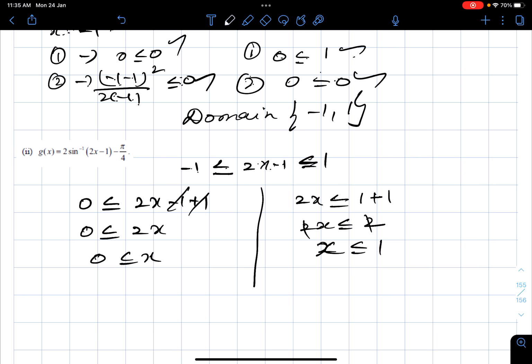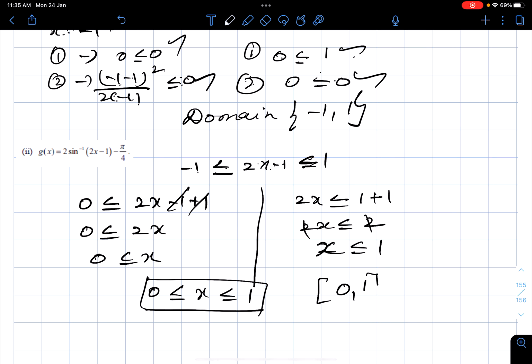So what is our actual relation? 0 less than or equal to x less than or equal to 1 is the domain. So what domain are we getting? 0 to 1 is the domain for the second subdivision. This is going to be your final answer. So you have found the domain for both the sine inverse functions. Thank you.